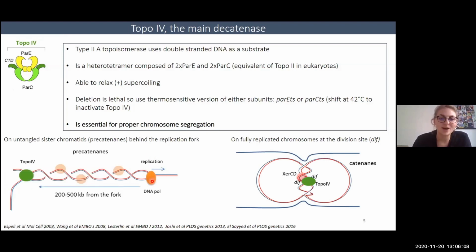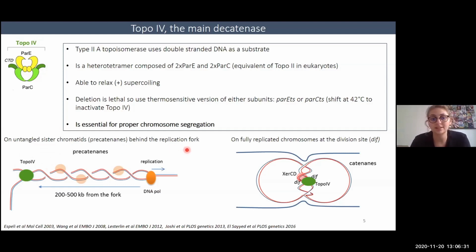Okay, so you will have positive supercoiling ahead of the replication fork, and this positive supercoiling can diffuse behind the replication forks, which will induce the sister chromatids to intertwine, which is called precatenanes. This topological stress is resolved by Topo IV, which will untangle the sister chromatids, allowing for proper segregation.